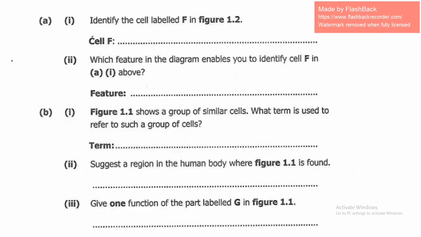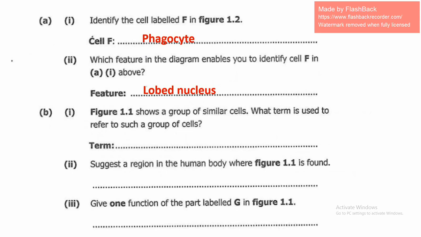So answering the first question, they're saying identify the cell labeled F in figure 1.1. That is a phagocyte. Then number 2, they're saying which feature in the diagram enables you to identify cell F in number 1 above. Why am I saying that cell F is a phagocyte? I've explained that it's because of the lobed nucleus, because the difference between those two cells, the phagocyte and the lymphocyte, is just the structure of the nucleus.